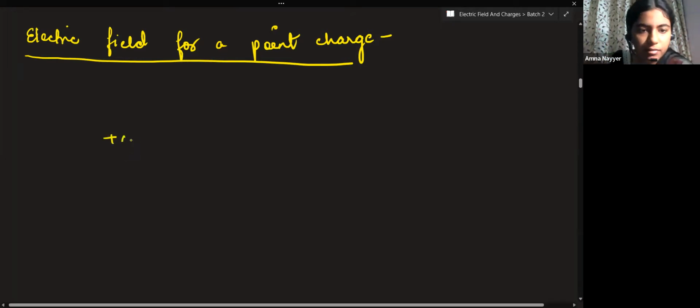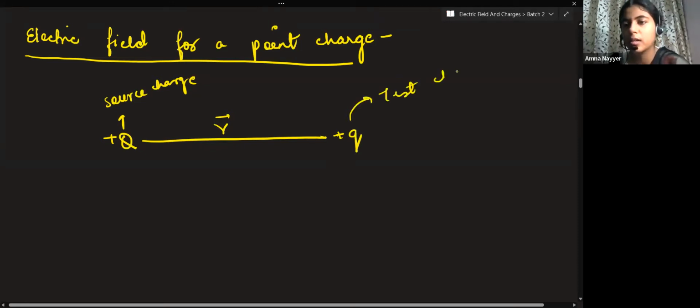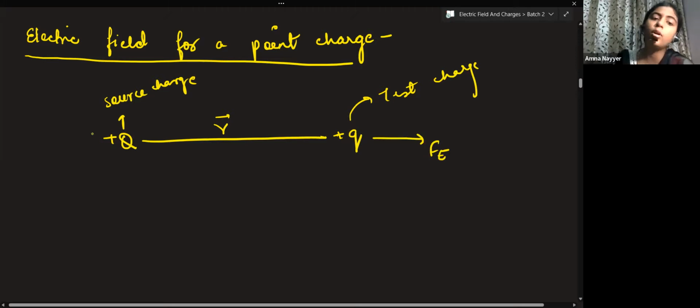So see, if you have a source charge with you, let's say this is the source charge. It is separated by some distance, let's say r vector, from this small plus q. So small plus q is your test charge. So this will be experiencing an electric force. Why? Because of the source charge. And since the source charge is generating the electric field, it is in the direction of electric force. So electric field will also be over here.